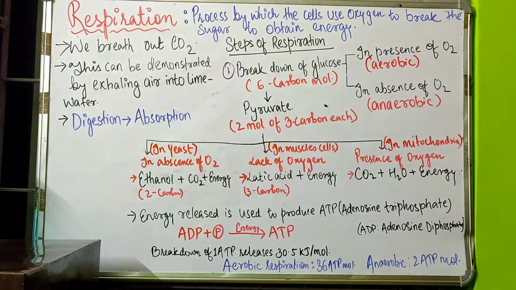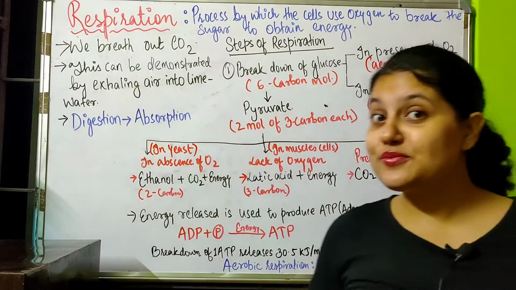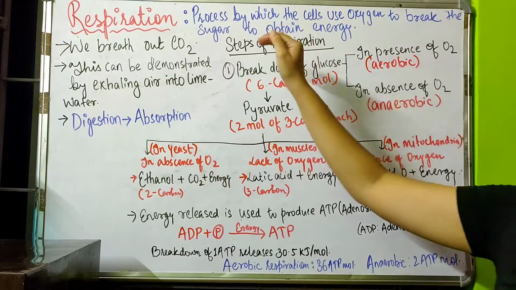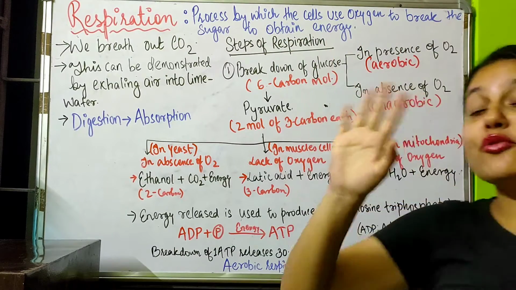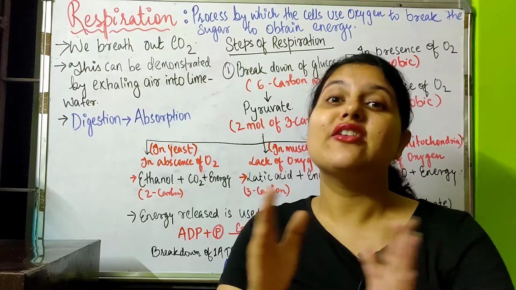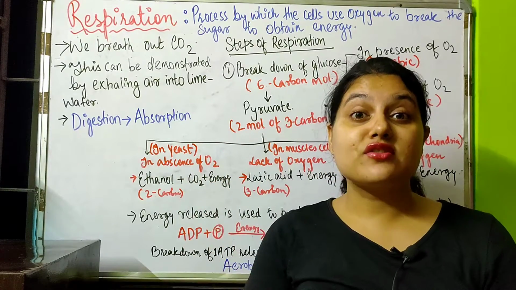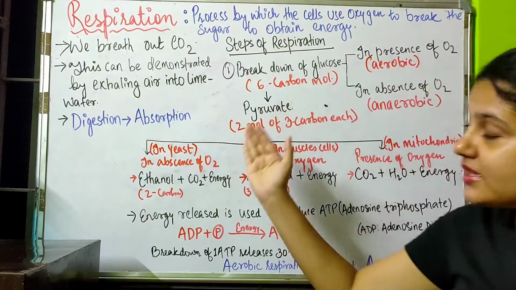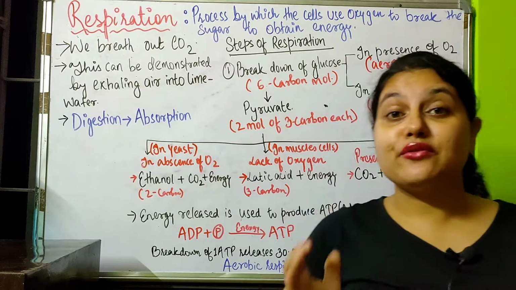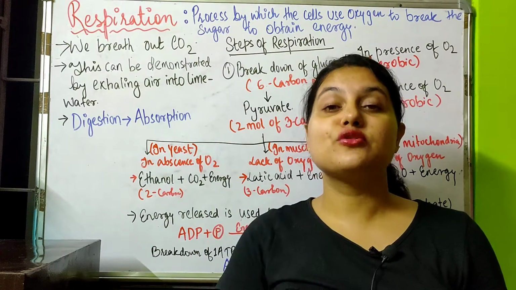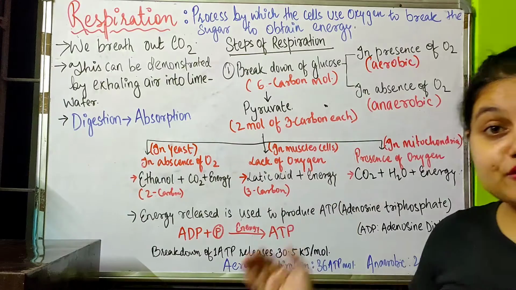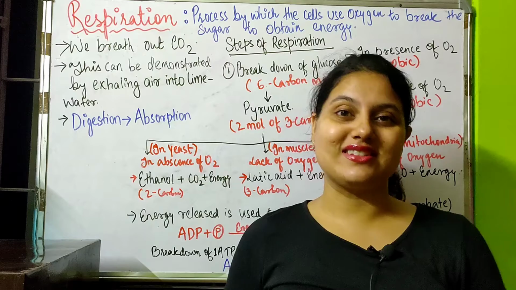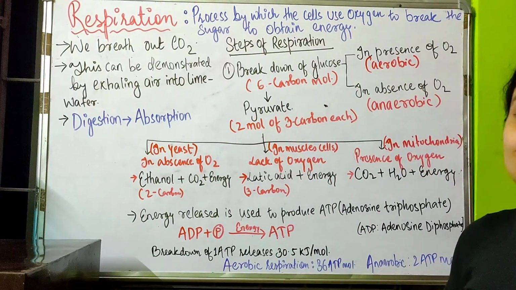And now we will be studying about respiration. Respiration is the process by which cells use oxygen to break the sugar to obtain energy. Okay, don't be confused between breathing and respiration. Breathing is just a process of taking in oxygen and giving out carbon dioxide, but respiration is the process in which the oxygen is used by the cell. In respiration there is the use of oxygen, but in breathing we take in oxygen. Here we utilize the oxygen.